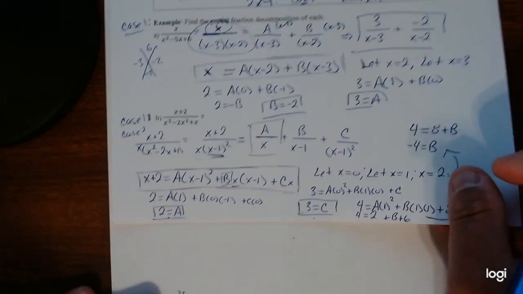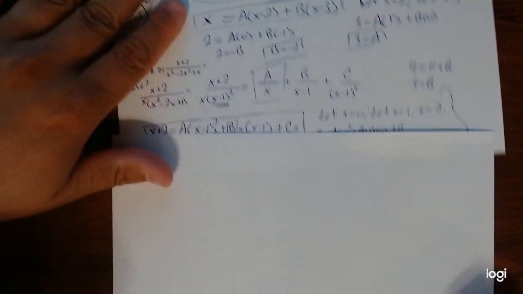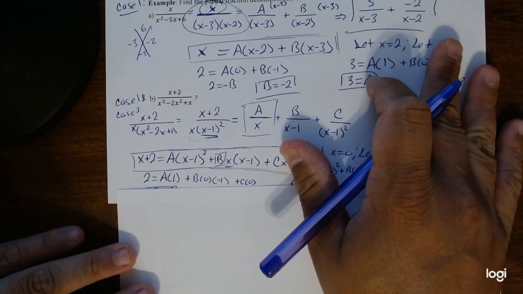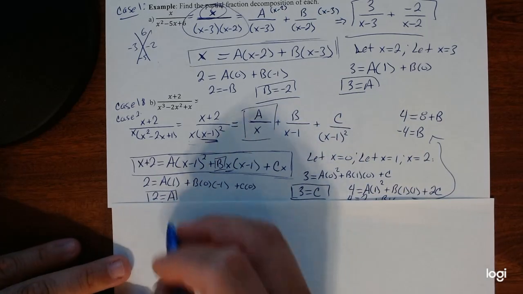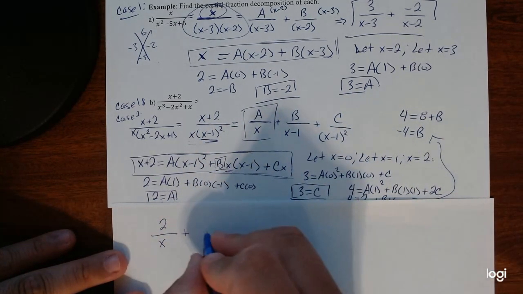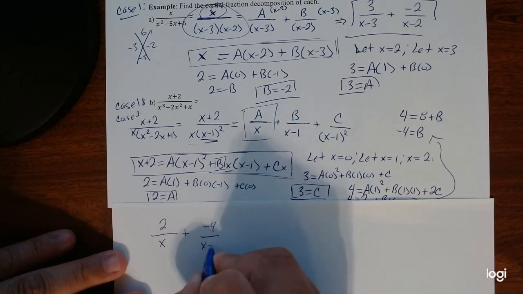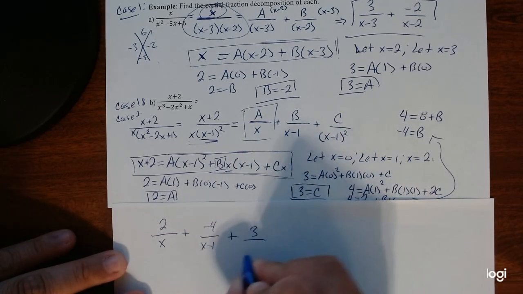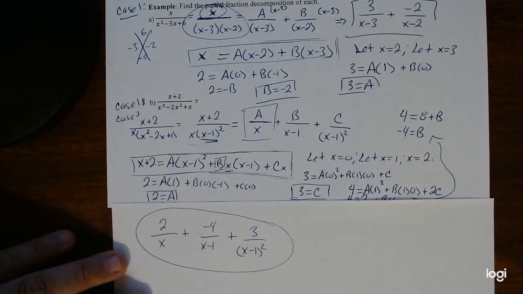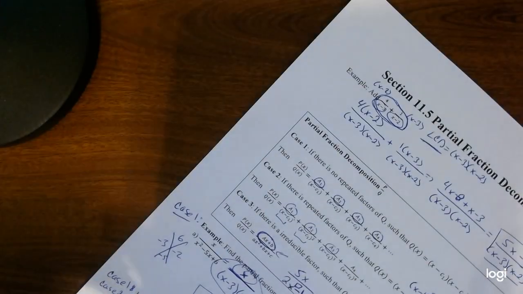So my final answer would be 2 over x, plus b, which is negative 4 over x minus 1, plus c, which is 3 over x minus 1 squared. And there's your partial fraction decomposition. So again, this is a case 1, case 2 example. Okay. So now let's go on to the difficult one, case 3.